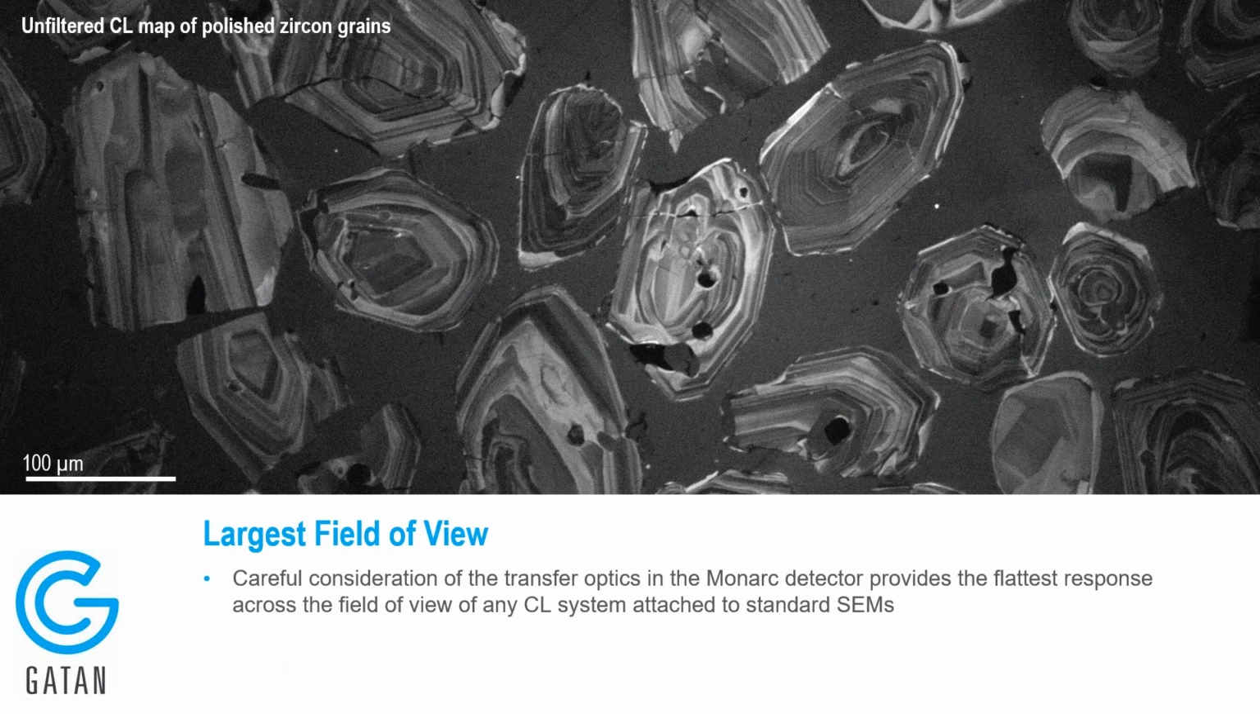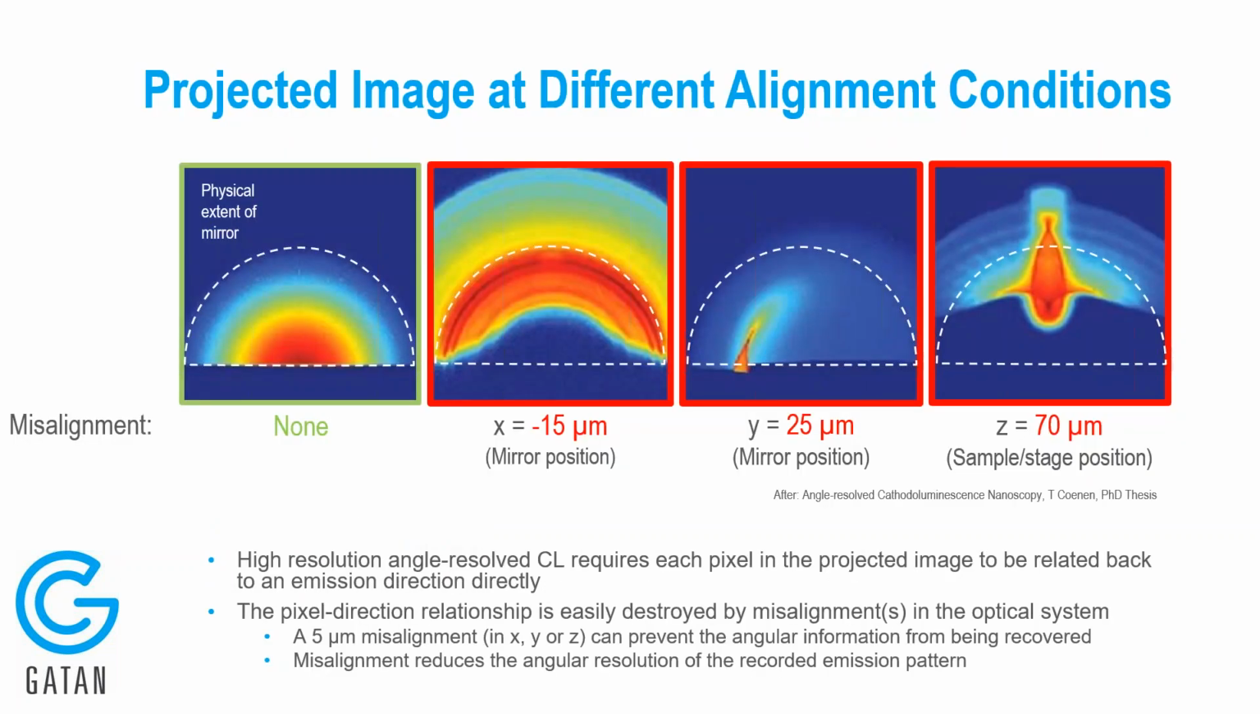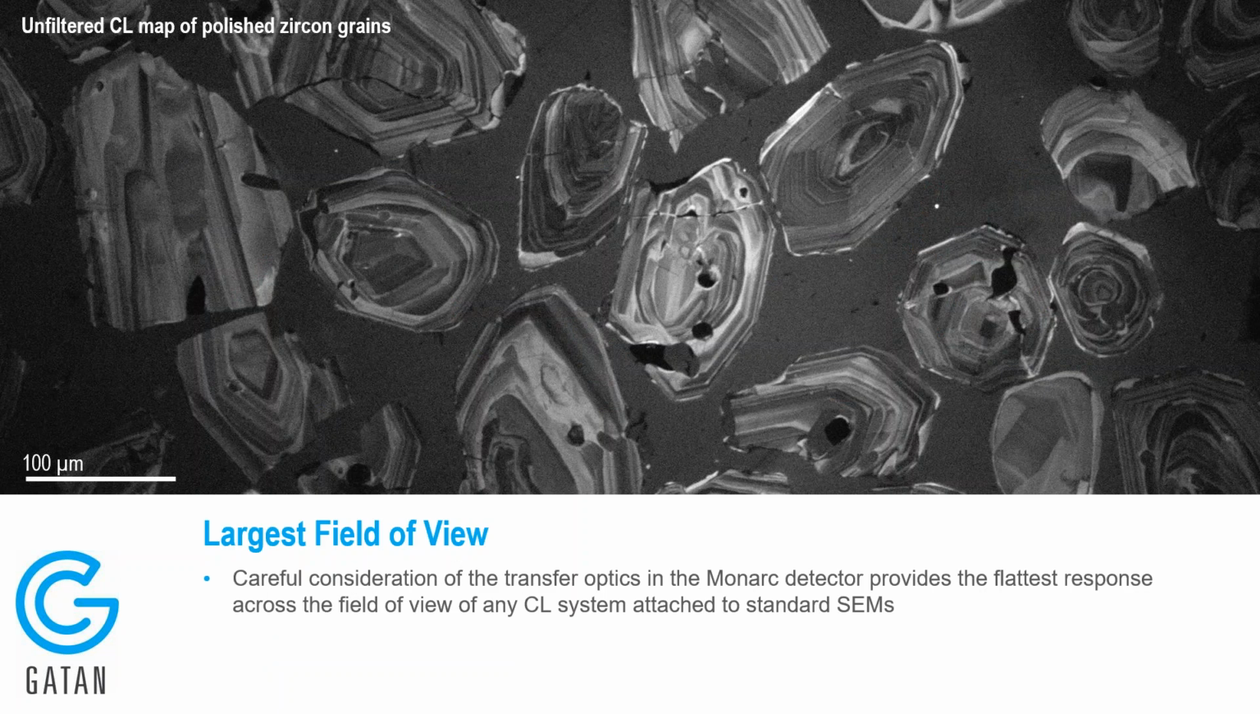One of the downsides of having this strict requirement for perfect alignment is that it becomes very fiddly. Operators take a long time to learn how to do this, and even then they have a very limited field of view, because as soon as you move more than 5 microns away, you destroy this relationship between the pixel in the image and the emission direction. So in the Monarch system, we spent a lot of time thinking about the transfer optics, how we transfer information from the back of the collection mirror to our detector. And not just in the angle-resolved mode, but in many of the operating modes.